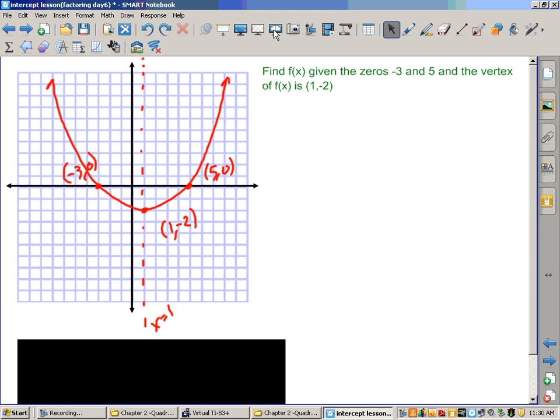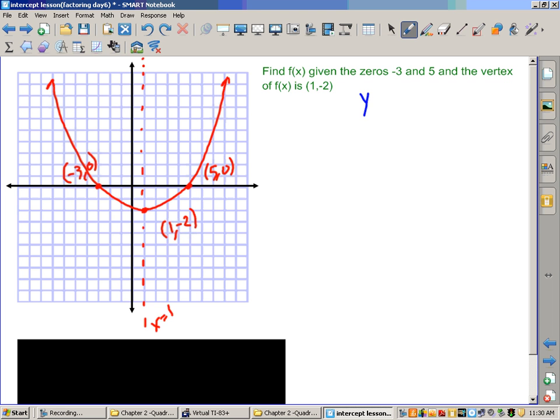So you're given a function, and the one thing I didn't write up here in my words, you're given a function, and this function, obviously, as you can see, is a quadratic. So f of x is a quadratic from the picture, with the zeros negative 3 and 5. And I did give you the vertex of 1, negative 2.